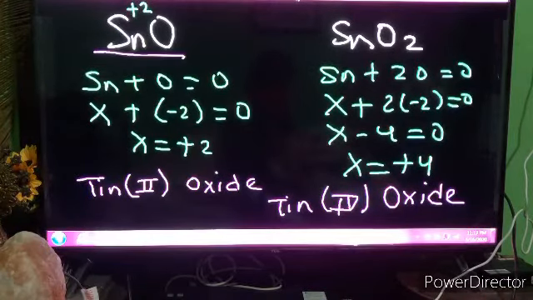And there you have it. So that's how you can name ionic compounds with Roman numerals. So first you need to figure out what charge the metal has, and then write the name of the formula. And that's all I got for this video. Hopefully.